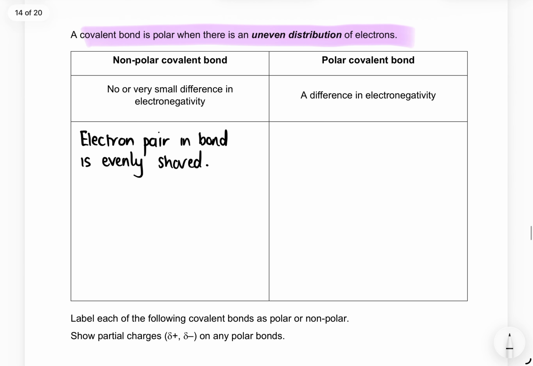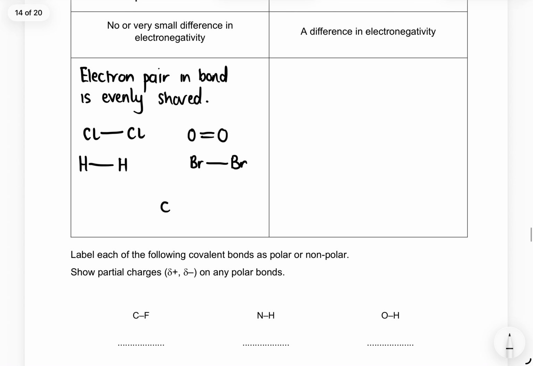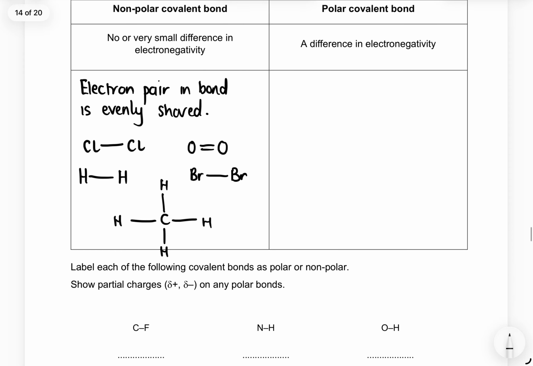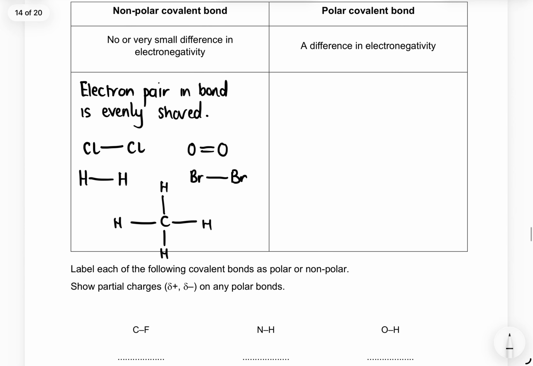So, for example, in something like Cl2, those two atoms have the same power. In an O=O double bond, those two atoms have the same power. So you can see there's a trend here: these elemental covalent molecules, but also hydrocarbons. In something like methane, carbon and hydrogen have similar electronegativities, so hydrocarbons are non-polar.